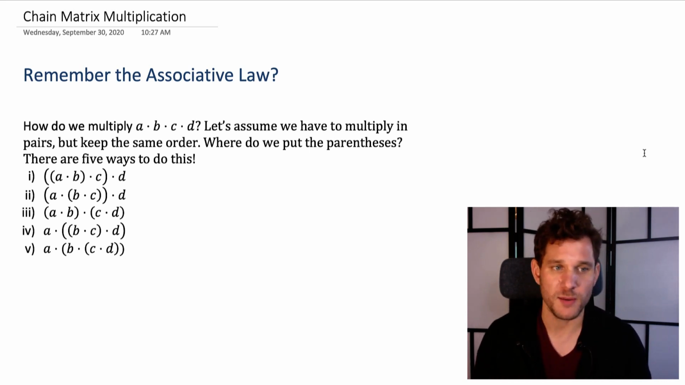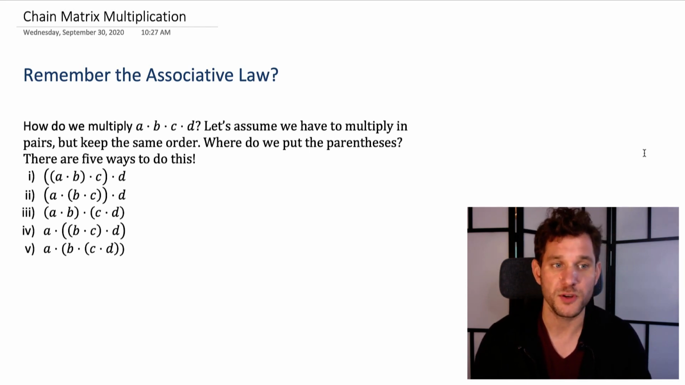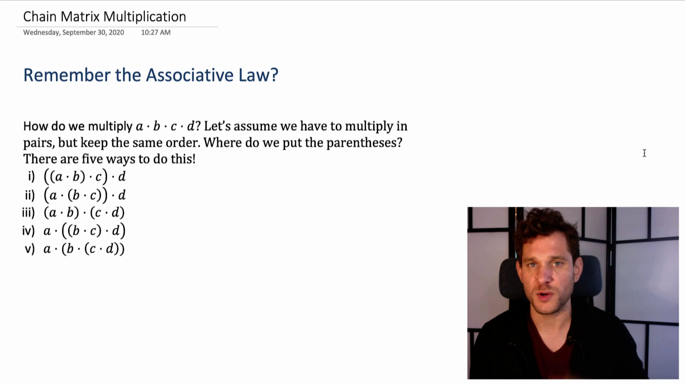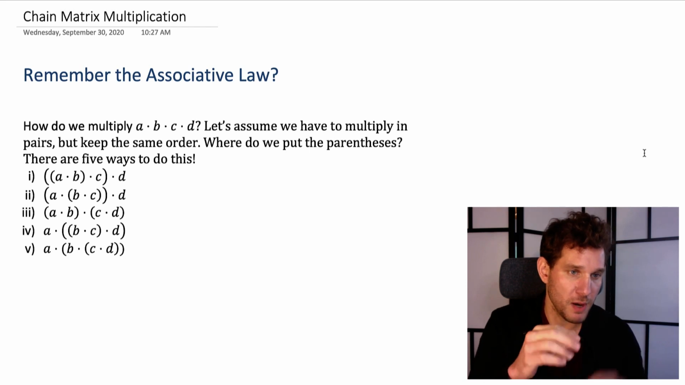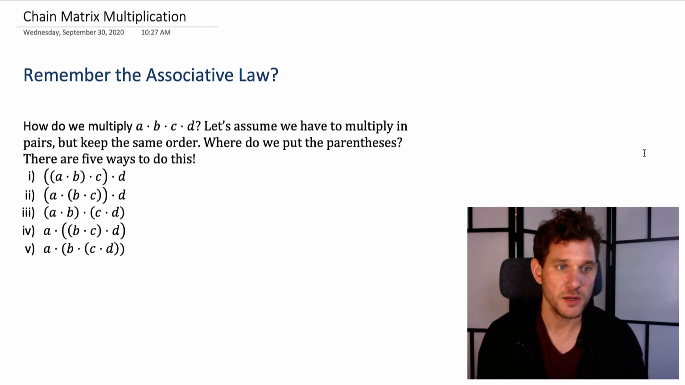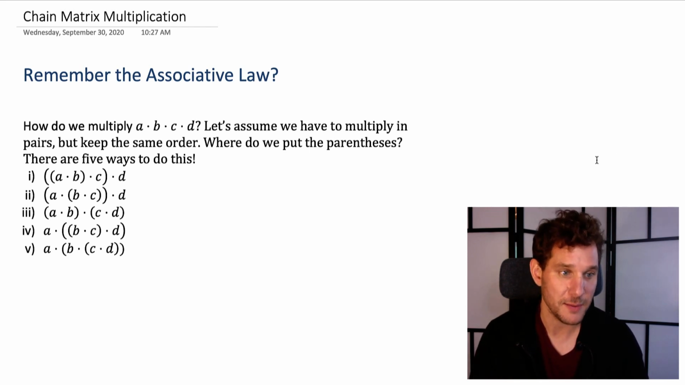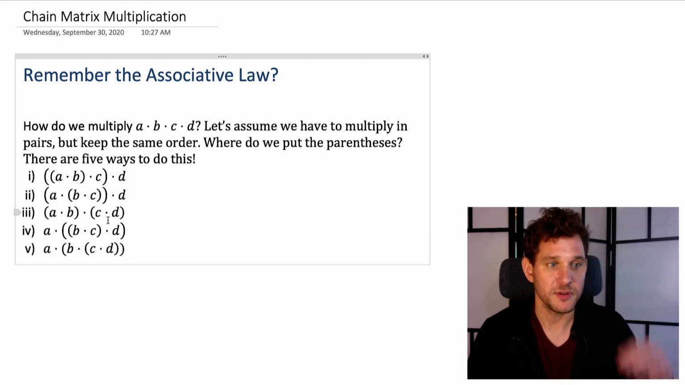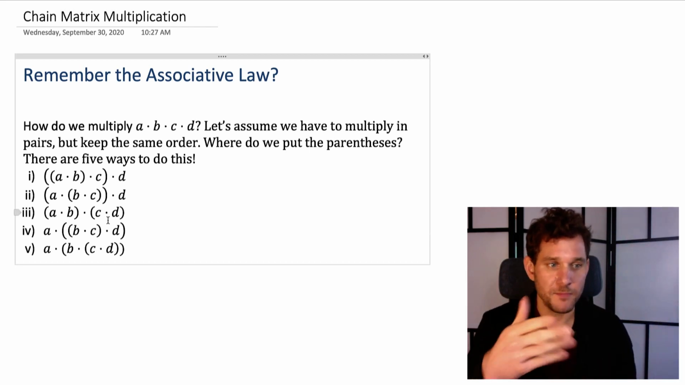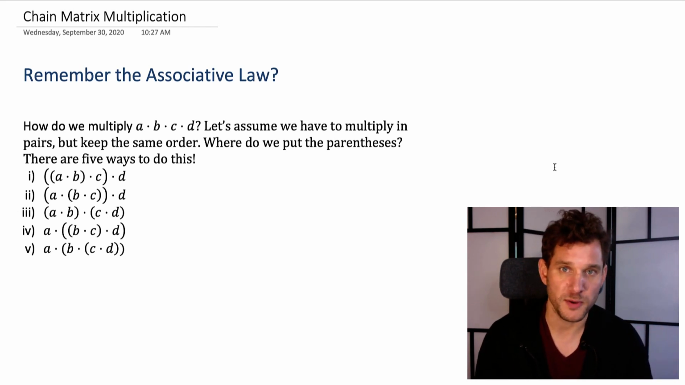Let's say I was trying to write a multiplication for a computer, and I had to specify where the parentheses go, what the order of operations was. And let's say I just wanted to keep them in the same order. I'll explain why I need that in a moment. There are 5 ways you can add parentheses to this expression to get multiplication in pairs, right? You can first do A times B, then multiply by C, and then multiply by D, or you can do A times B times C, and then multiply that by D, and so on and so forth. There are several different ways you could do this multiplication.